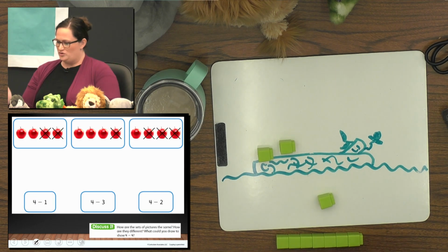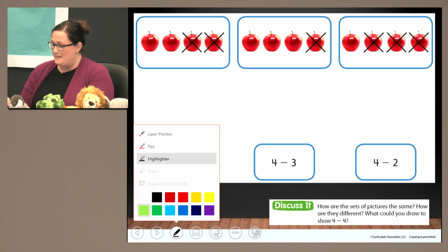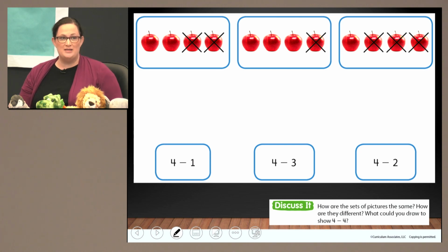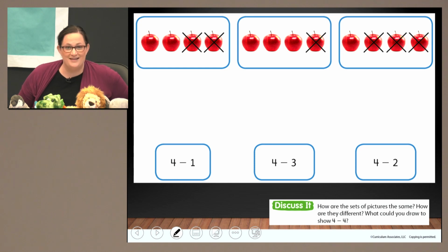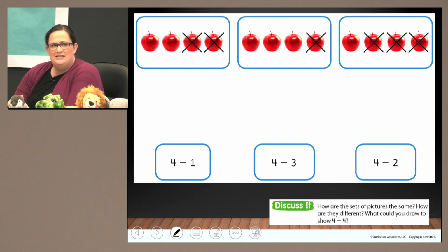Mr. Kevin, can you make this full screen for me? Let's take a look and see if we can match the equations to the picture. Look, Mr. Kevin, it's eating apples. You didn't even know. Look at the first picture. How many apples did they start with before they crossed off? 1, 2, 3, 4. And how many did they cross off? 1, 2. Do you see an expression that shows 4 and then eating 2 apples?